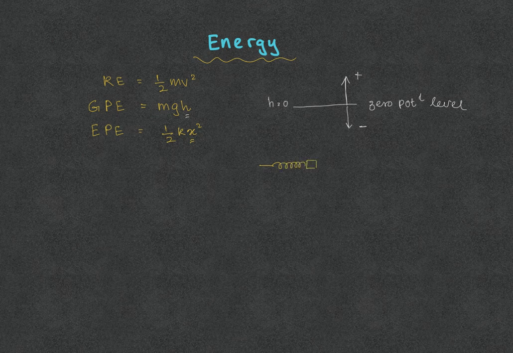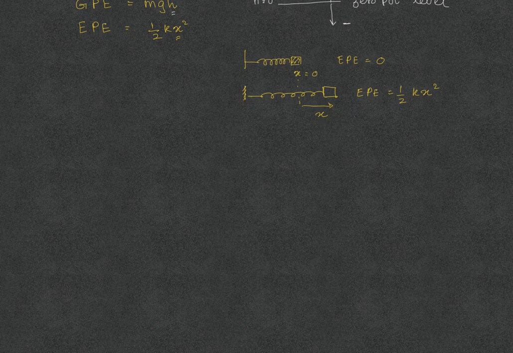Let's say that you have a mass attached to a spring, and at this point x equals 0, and the elastic potential energy of this system is 0 because x equals 0. And the next system I am going to draw is where the spring is extended by a certain amount, and this is your x. Okay, so there the elastic potential energy is given by 1/2 kx square. All these things we discussed in the class last time.